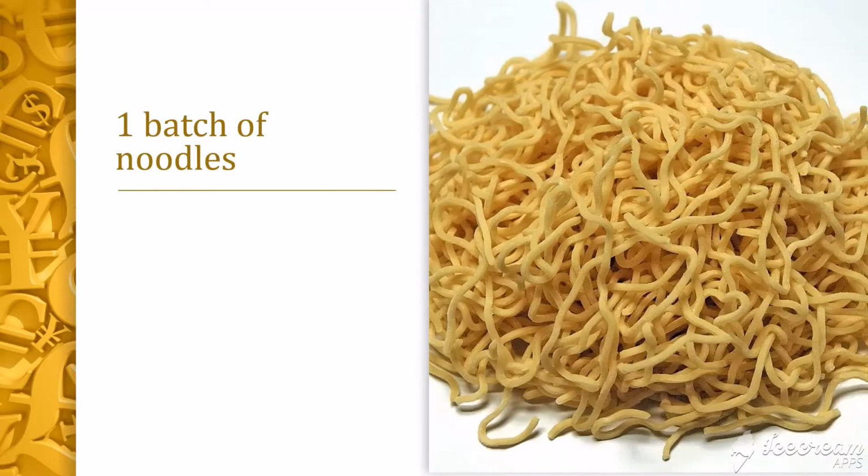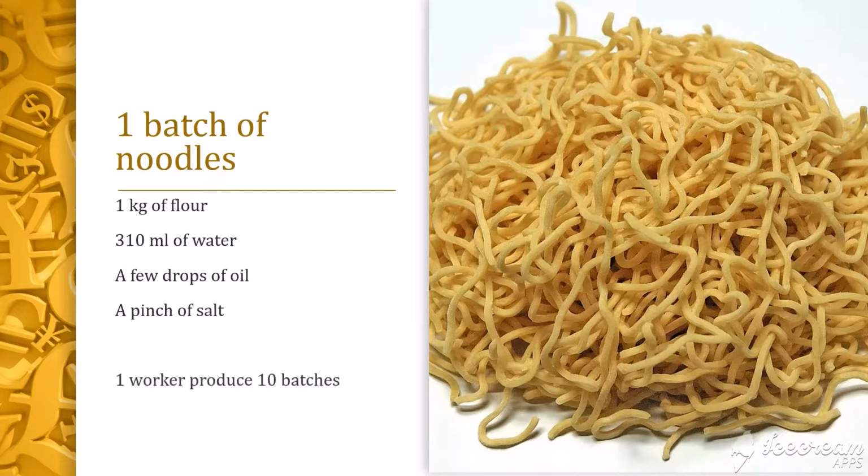Let me illustrate how this works. Assume the company is producing noodles, and one batch of noodle requires 1 kg of flour, 310 milliliters of water, a few drops of oil, and a pinch of salt. In addition to these ingredients, each worker is assigned to help produce 10 batches each day. The production manager will supervise 10 of these workers. The company uses a noodle making machine to automate some of the processes. Each of these are product costs, since they are incurred to produce the noodles. But which is direct and which is indirect?